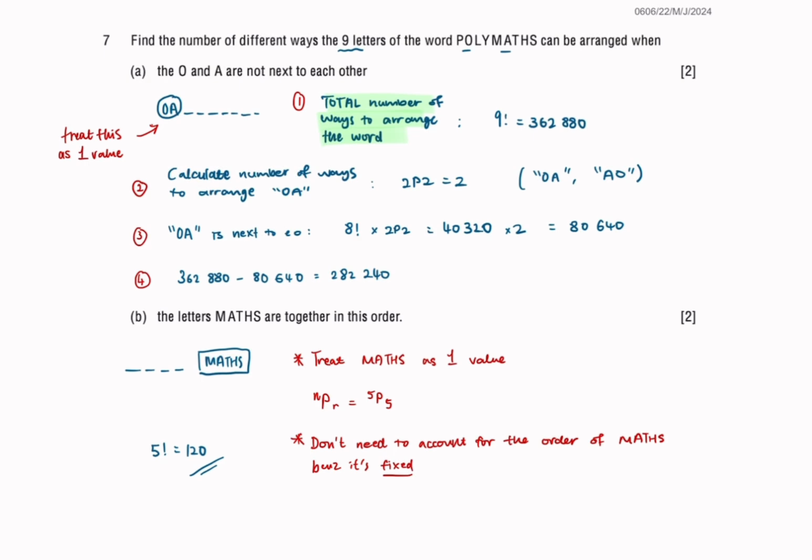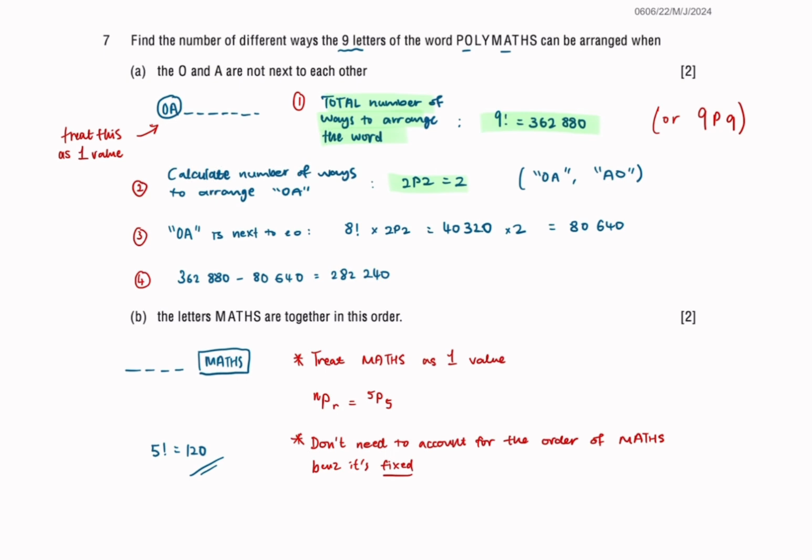So to find the total number of ways to arrange the word, it's just 9 factorial because there's 9 letters in total, and since the order matters, it will be 9P9 or 9 factorial. And the second step is I calculated the number of ways to arrange OA so that they are next to each other. So it will be 2P2 because once again the order matters, and you get just 2.